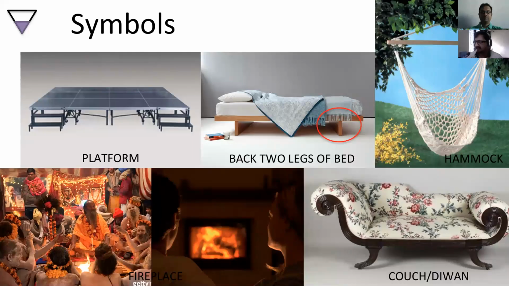Now here again, I'm describing the symbols. As you can see, the purple lowered triangle, and the symbols are the same as Purva Phalguni energy, but the difference is that the legs of the bed symbolized by Uttara Phalguni are the back two legs of the bed. So you have the platform, back two legs, hammock, fireplace. Those symbols can be connected to Purva Phalguni and Uttara Phalguni. In Purva Phalguni, it was the front two legs of the bed, but Uttara Phalguni is the back two legs of the bed, which is the symbol.